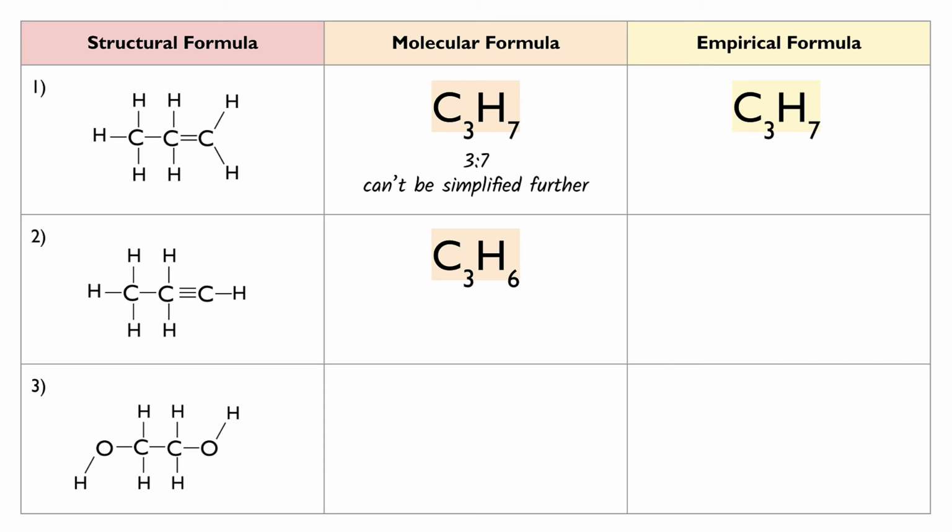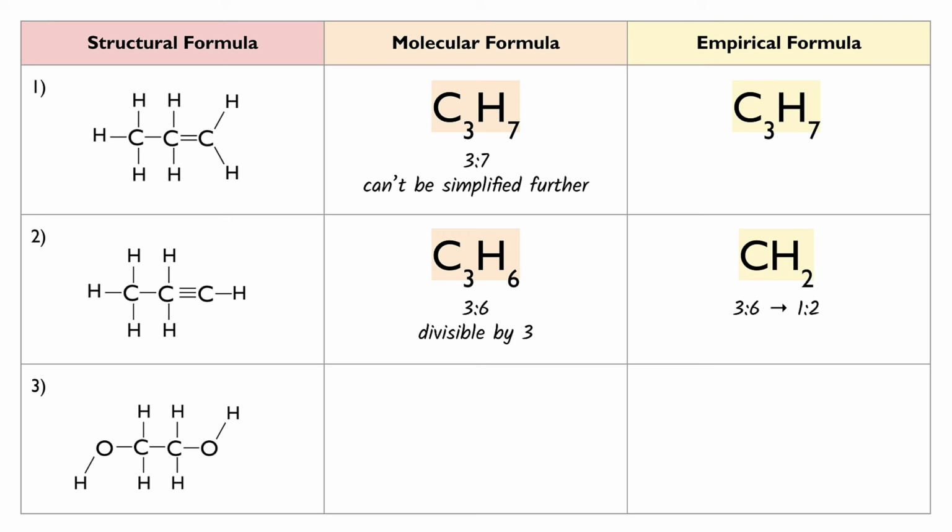The next question, question number 2, I count 3 carbons and 6 hydrogens. That is a 3 to 6 ratio, which can be simplified because both of those values are divisible by 3. So 3 divided by 3 is 1, 6 divided by 3 is 2, so my ratio reduces to C1H2 for my empirical formula.